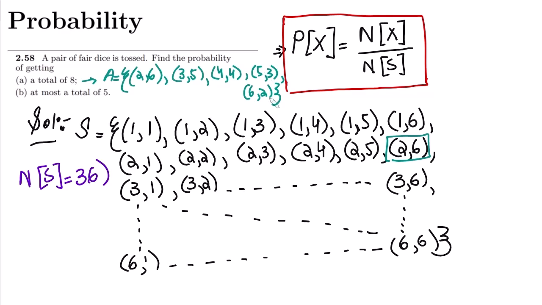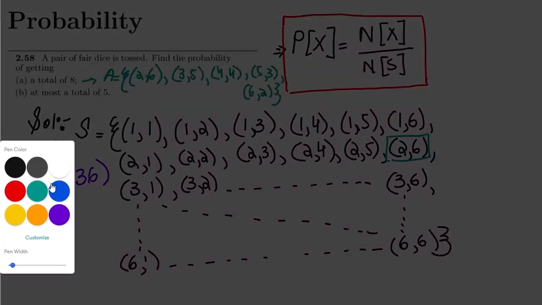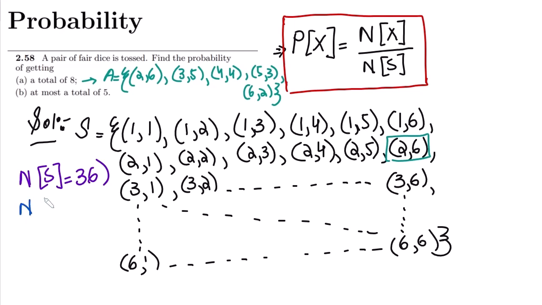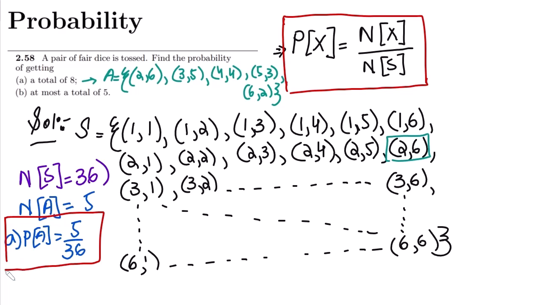3 4 5. So what is this? Let me write here. So the number of items in A are how much? 1 2 3 4 5. So these are 5. Okay, using the same formula here, and this is A, so the probability of event A is what? That would be the number of items in A, which are 5, divided by the total number of items, which are 36, and this is the answer of A. So that is what we have here.